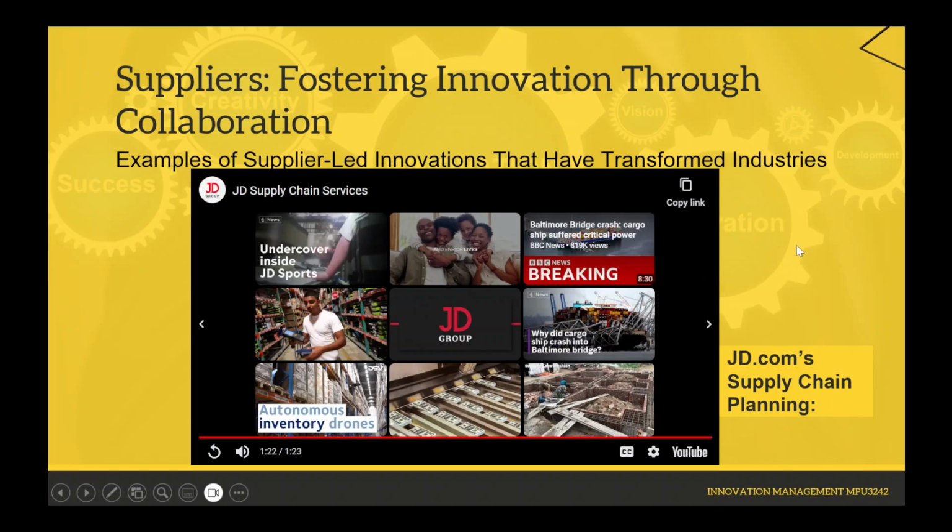So you can see that actually JD is using AI to plan their inventory, their supply chains, their transport. Okay, you can also make your own ideas by helping the company.